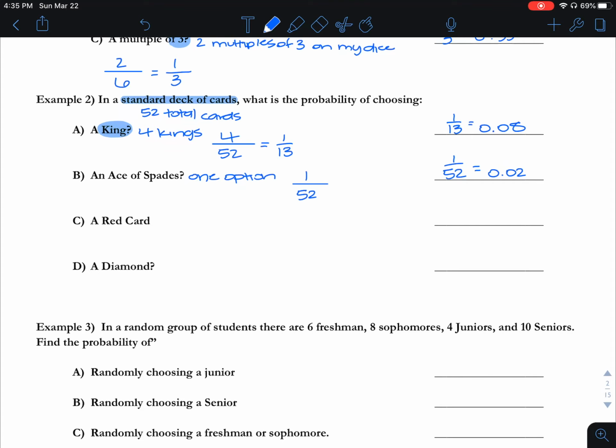All right, let's talk about a red card. A red card. Okay, well, how many red cards do I have in a deck? I'm going to give you a second. Go ahead and count. How many do I have?